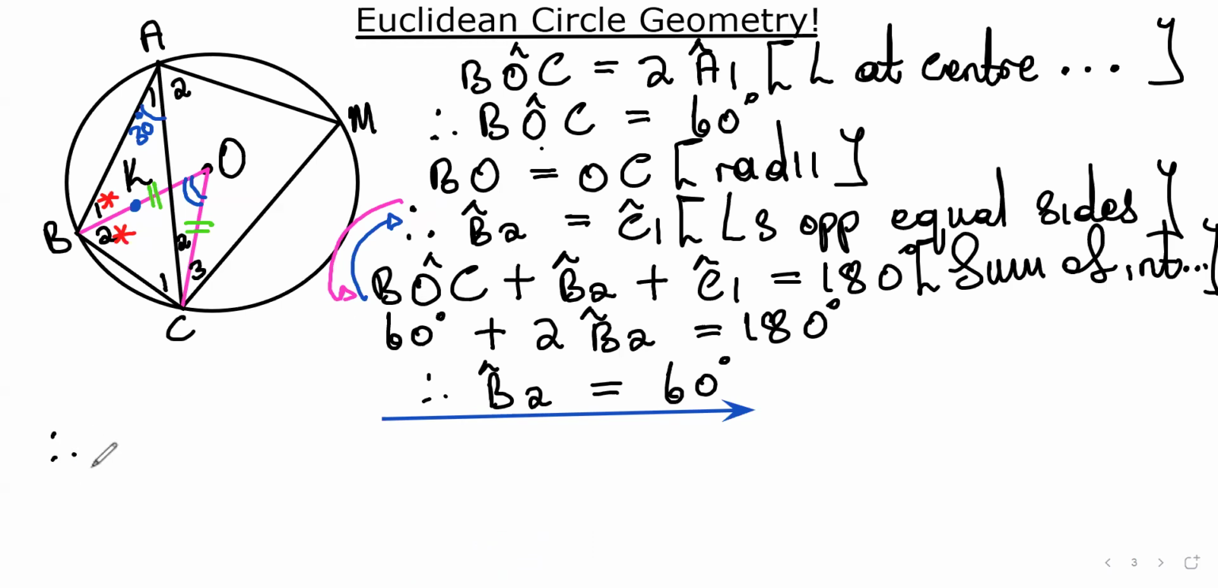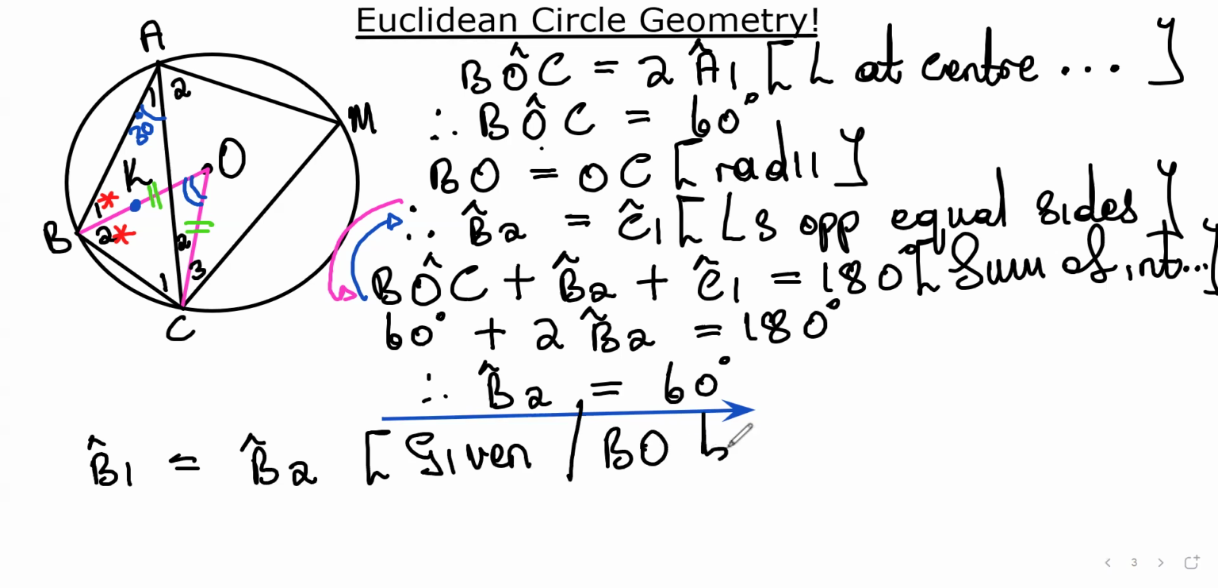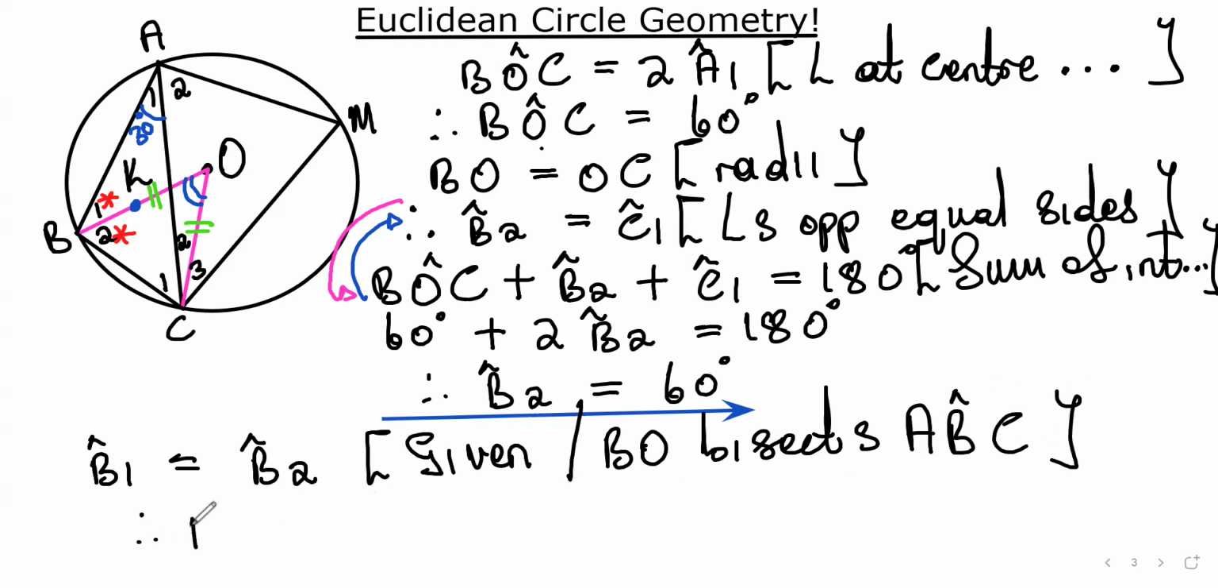So we can now say, well, B1 is equal to B2. It was given to us. You can say given, or you can say BO bisects ABC. You decide. And now you can conclude nicely and say, oh, well, it means my B1 will likewise be 60 degrees. Okay.